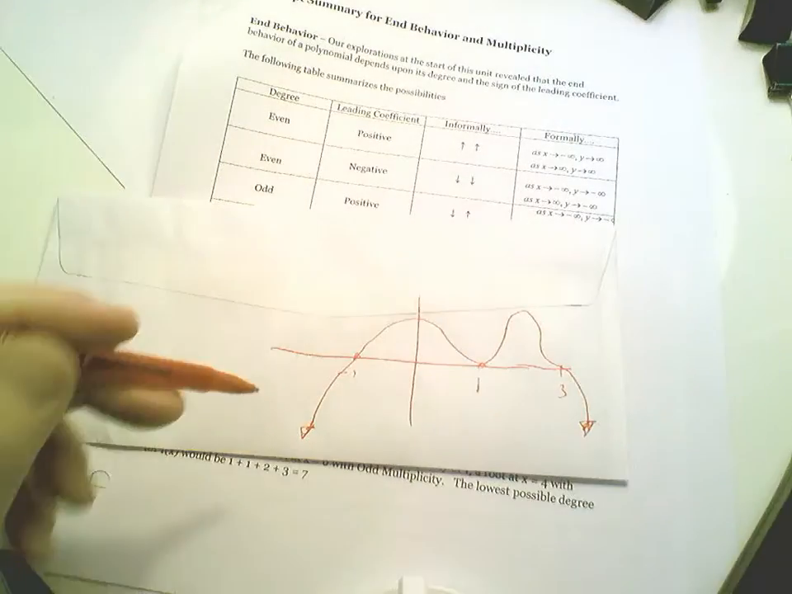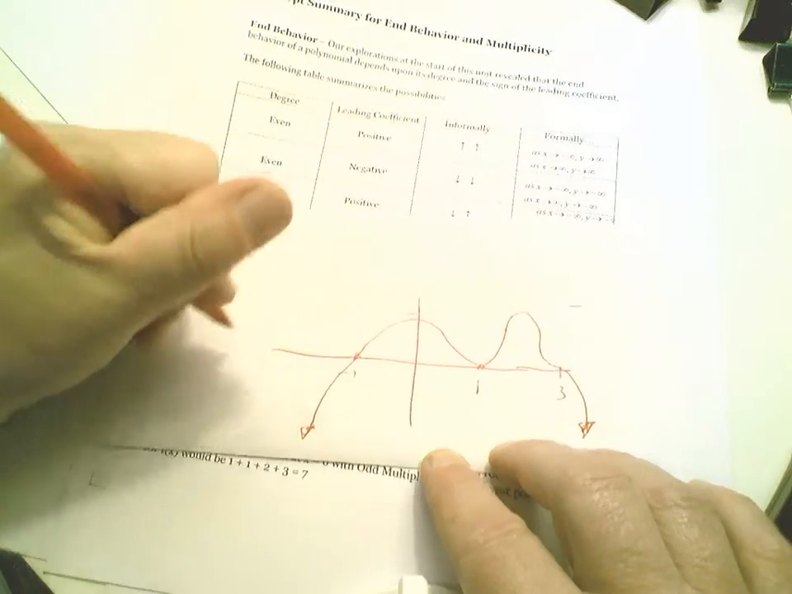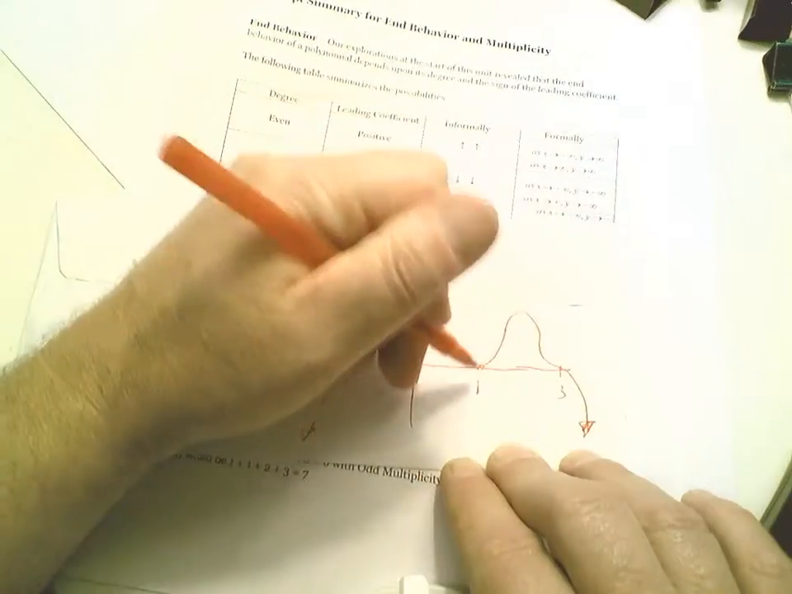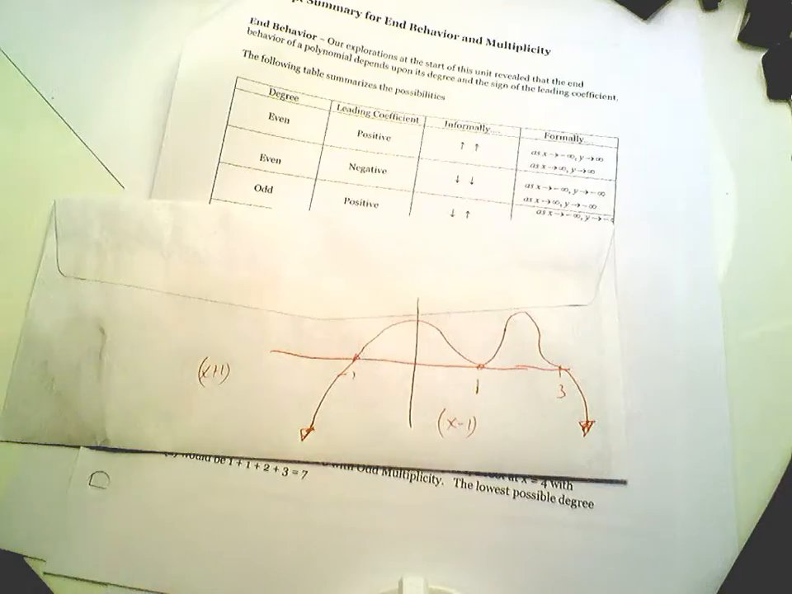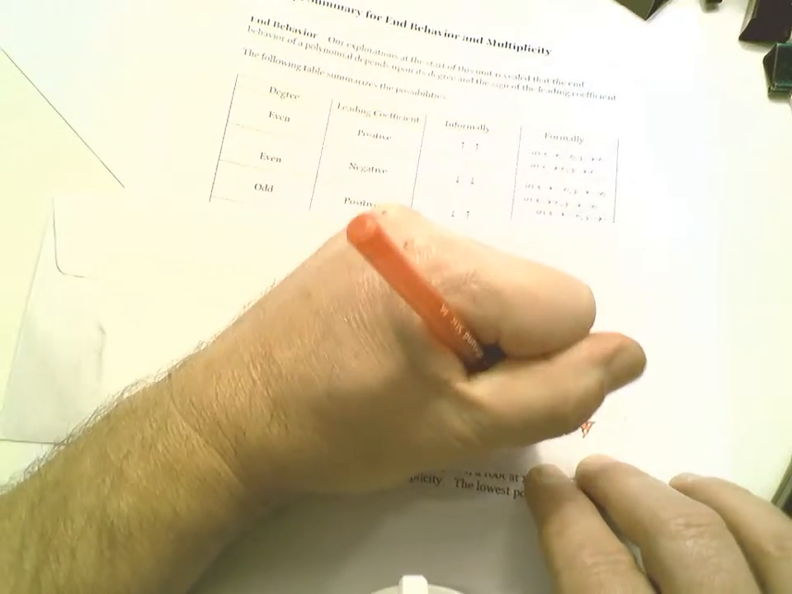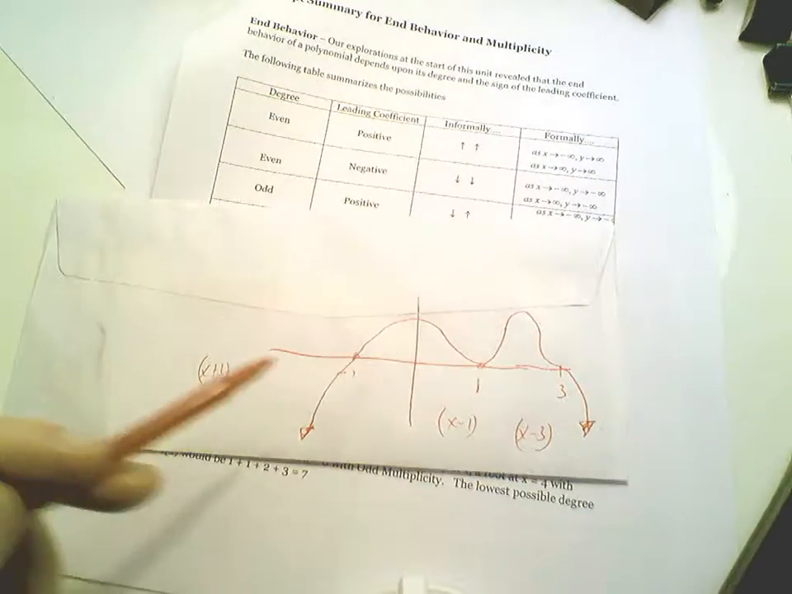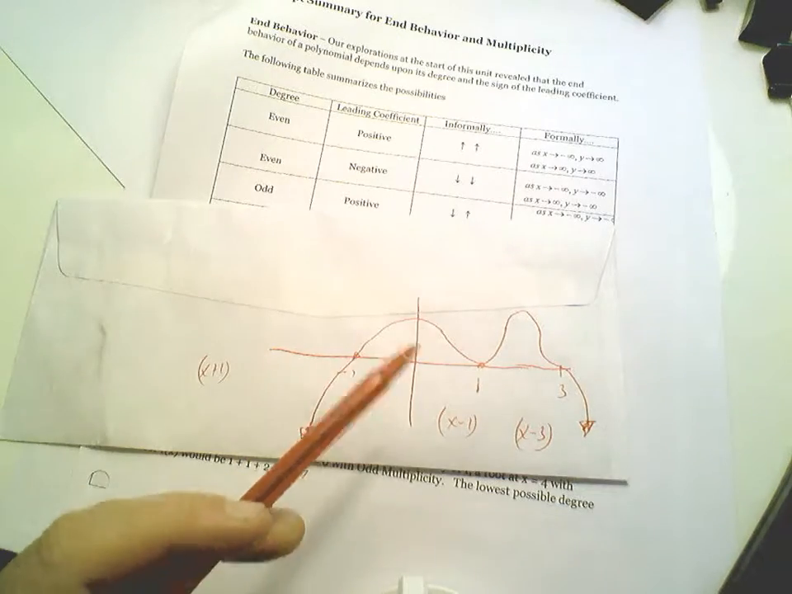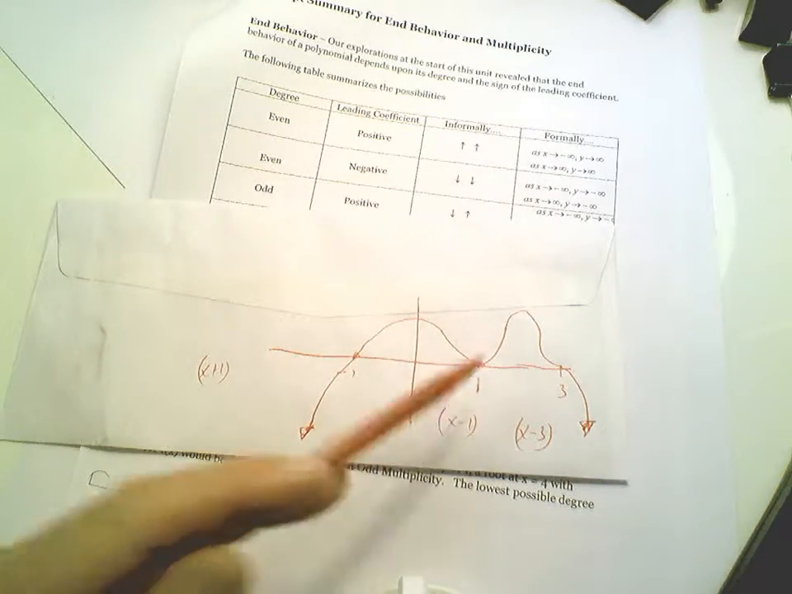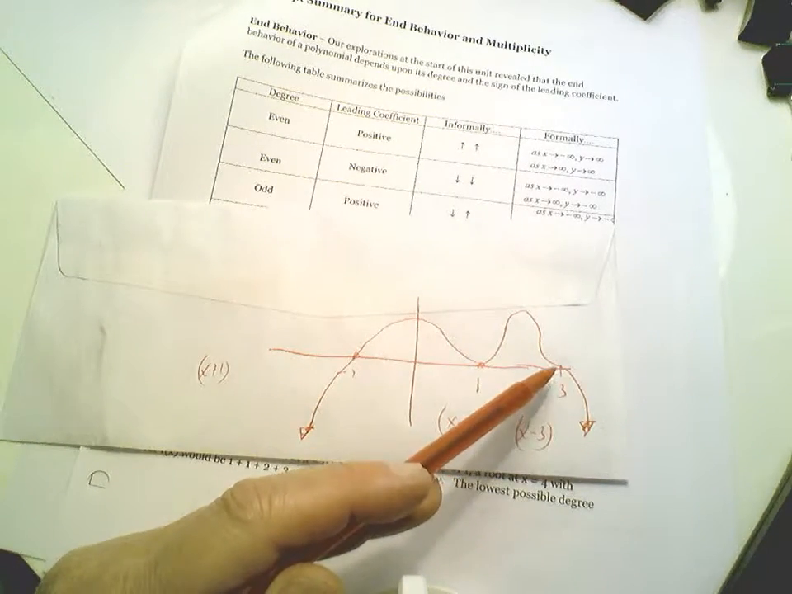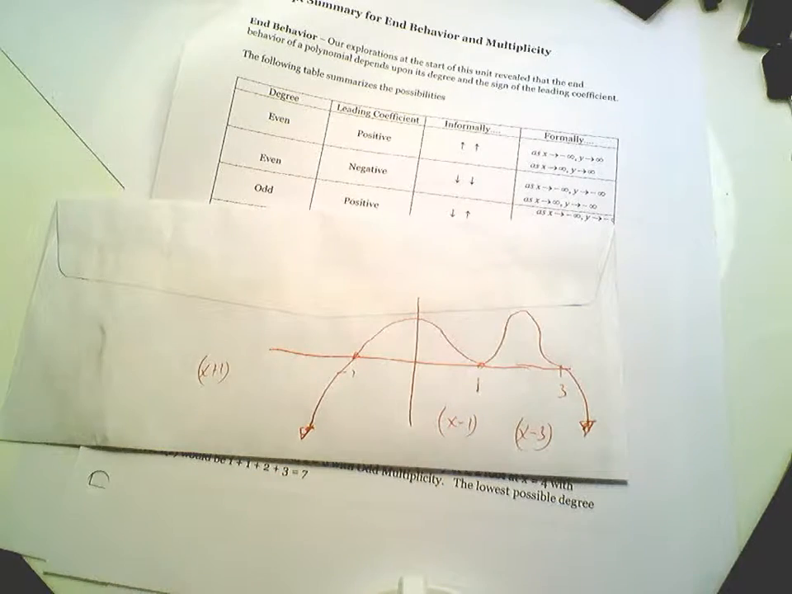Well, what do I know are some factors? I know x plus 1 is a factor. I know that x minus 1 is a factor. I know that x minus 3 is a factor. I have a root at x equals -1. I have a root at x equals 1. I have a root at x equals 3. Now, if someone asks what's the minimum degree that this could be, here's how I do it.